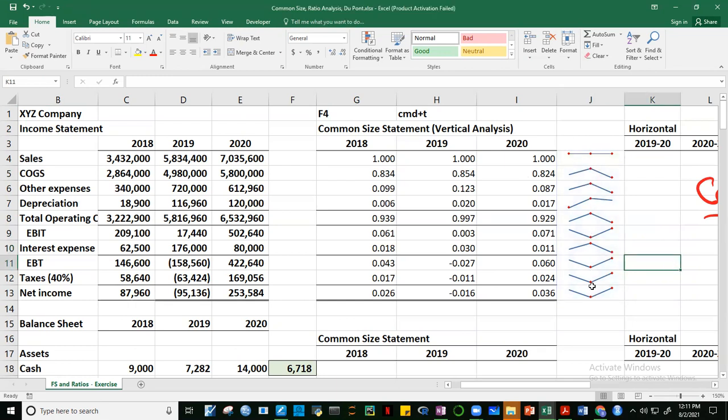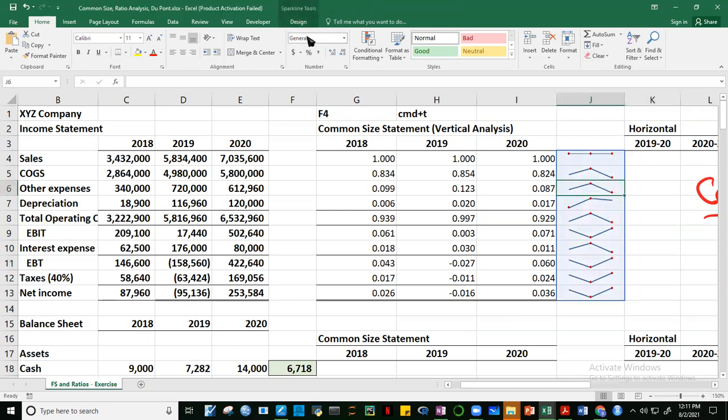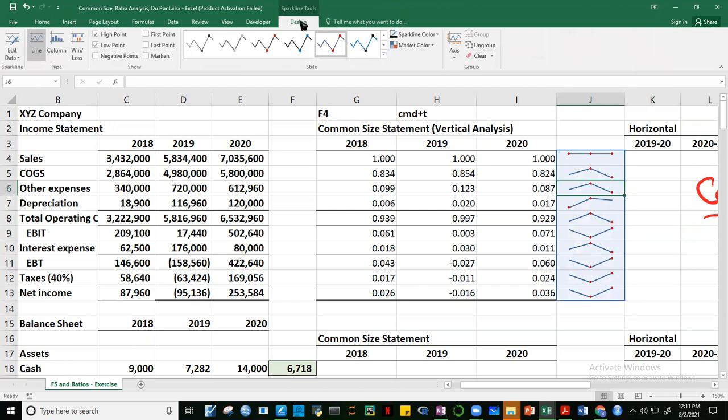Okay, so that's a simple, guys, but a visual representation of 3 years of common size. Dito makikita na natin, we used common size again, guys. We use this spike line. So spike line, yung design natin, no? Pwede niyong baguhin kung anong type, kung line, o color, column, or win-loss. May mga advantages sila, no? Then you can also identify here high point, low point, negative points, first point, last point, and then pwedeng markers din. Okay? Yung markers, ilalagyan yung mga points lahat.